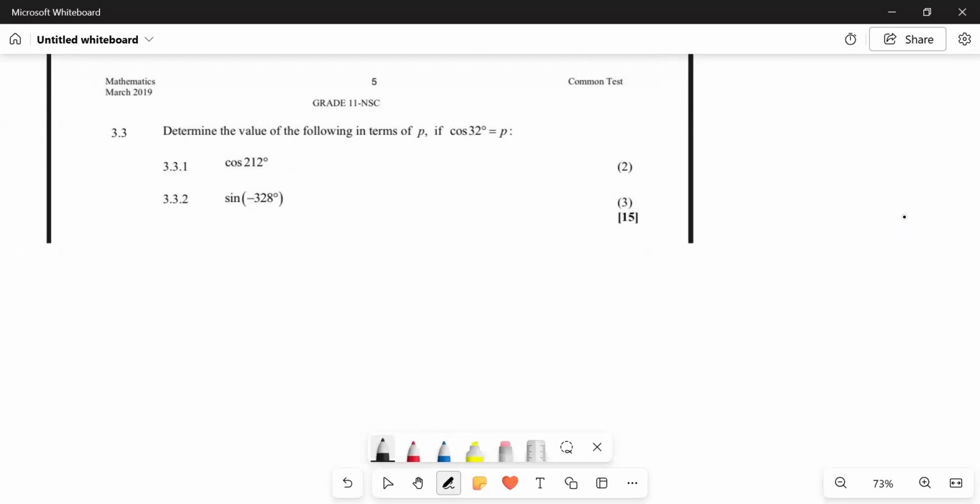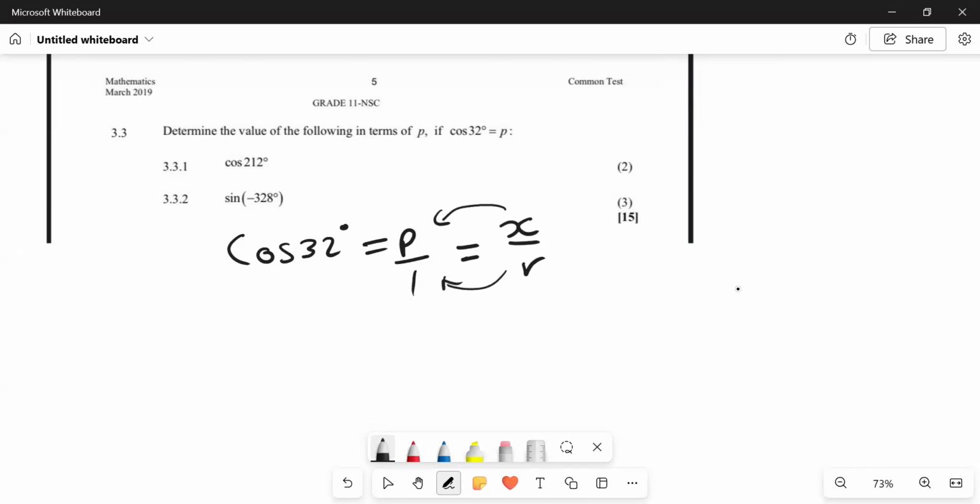Determine the value of the following in terms of p if cos 32 is equal to p. Okay, so your cos of 32 degrees is equal to p divided by 1. But remember, cos is equal to x over r, adjacent over hypotenuse, right? Which means this is your x and this is your r. We are looking for your y.